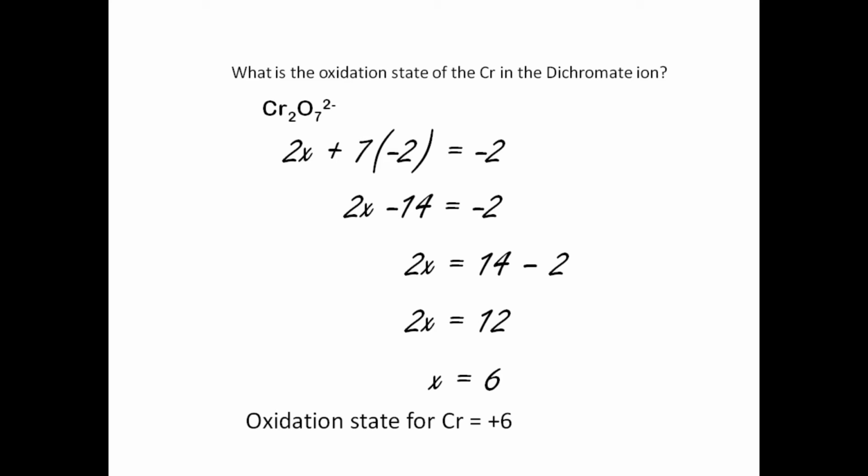Now the algebraic equation would be 2x minus 14 equals -2. Rearranging to find x, we have 2x equals 14 minus 2, so 2x equals 12, then x equals +6. So the chromium in dichromate has an oxidation state of +6.